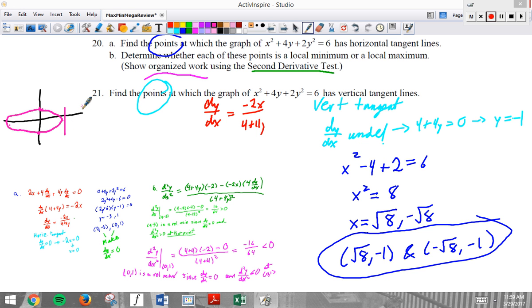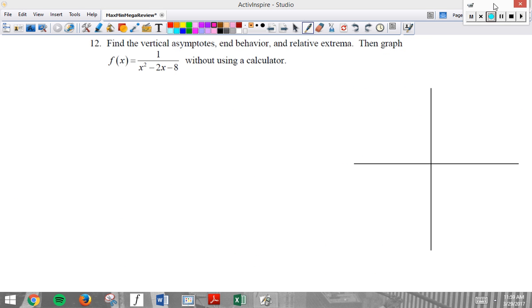Vertical tangent. Horizontal tangent. Horizontal tangent. Vertical tangent. That's why it'll have 2 of each. Next, pause the video, try it out.